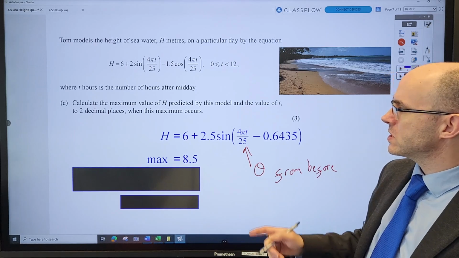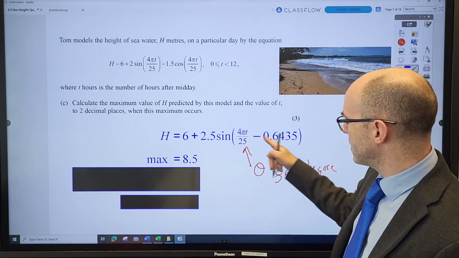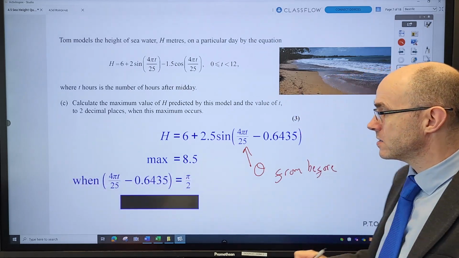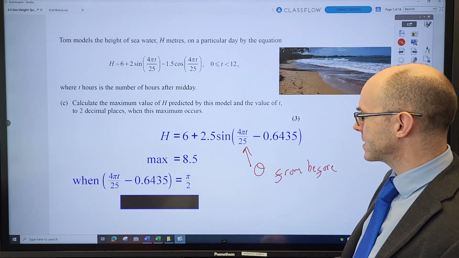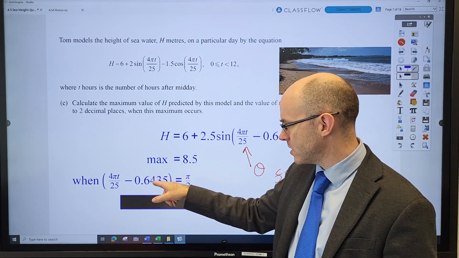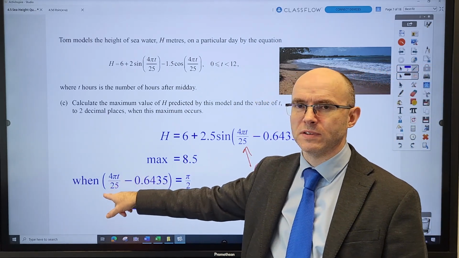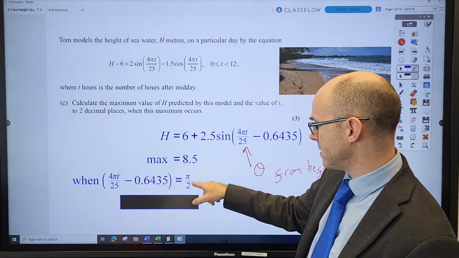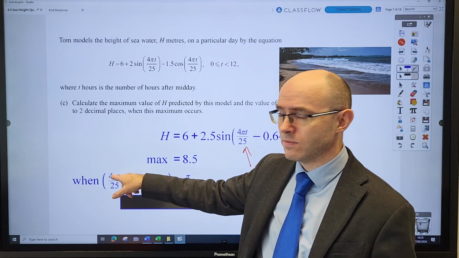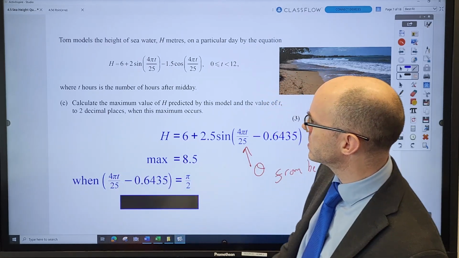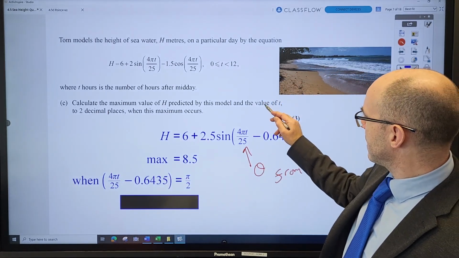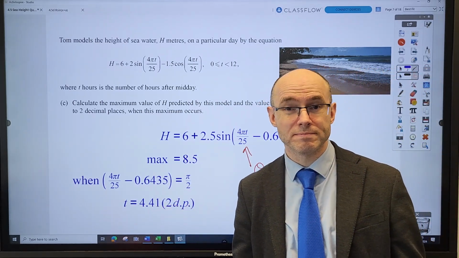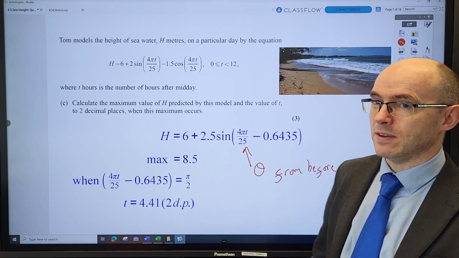And as with before, this maximum value occurs when this bit is equal to pi over 2. Okay, so we're just going to solve when that bit is pi over 2, exactly the same as before, except rather than theta minus that is pi over 2, you've now got 4 pi t over 25. Quite simple though, because it's A level after all, shouldn't be difficult for you, so just add on that to pi over 2, multiply by 25, divide by 4 pi, and you get your value of t. Calculate value of t to 2 decimal places. There we go, 4.41. Okay, that's it. Ready for the next bit?